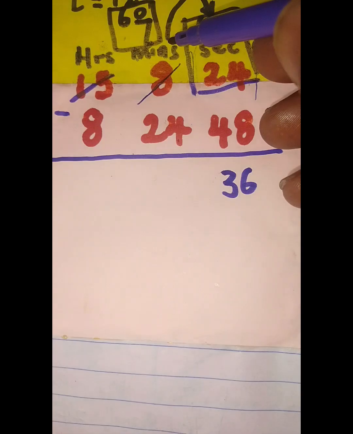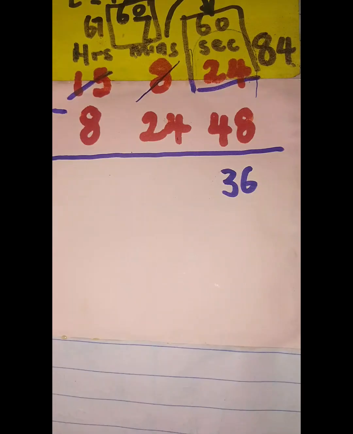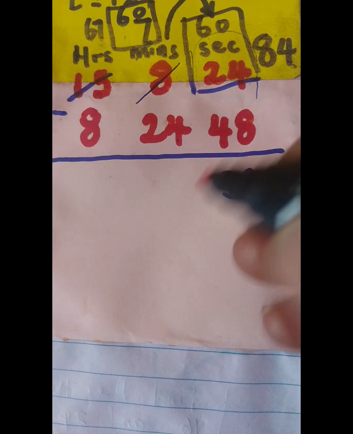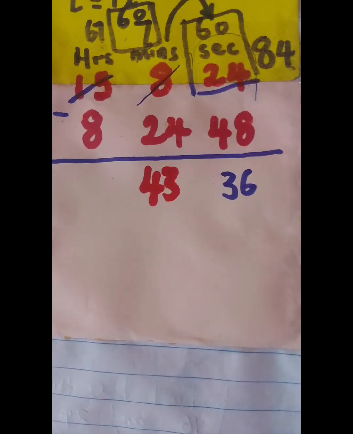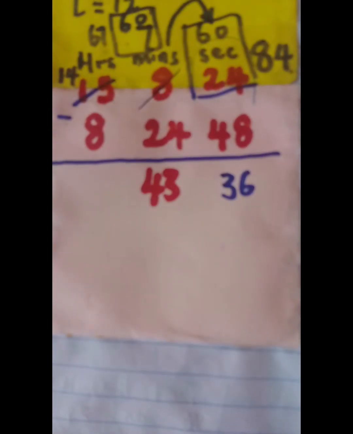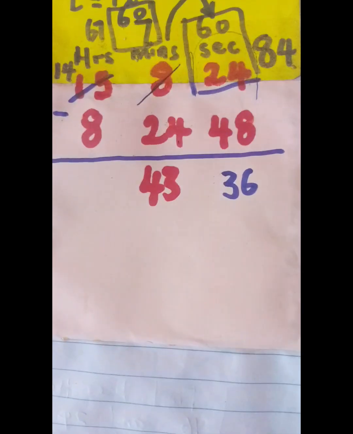So 67 take away 24. 67 minutes take away 24. What do we get? You get 43 minutes. Remember that you borrowed 1 from 15 and then you're left with 14. So that gives you 14 hours. Take away 8 hours, you get 6 hours. So your answer is 6 hours, 43 minutes, 36 seconds.